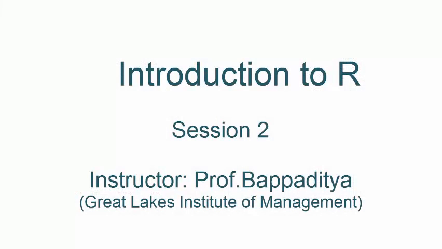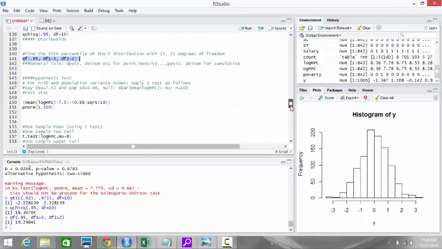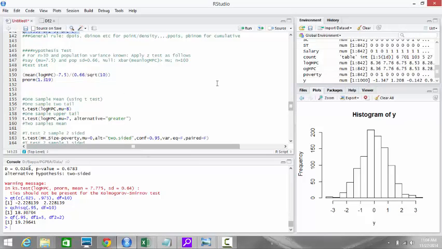Okay, so now we'll look at some of the commands involving hypothesis testing. As before, I'm going to just show you the scripts, and then we will see how one performs the test using the scripts.